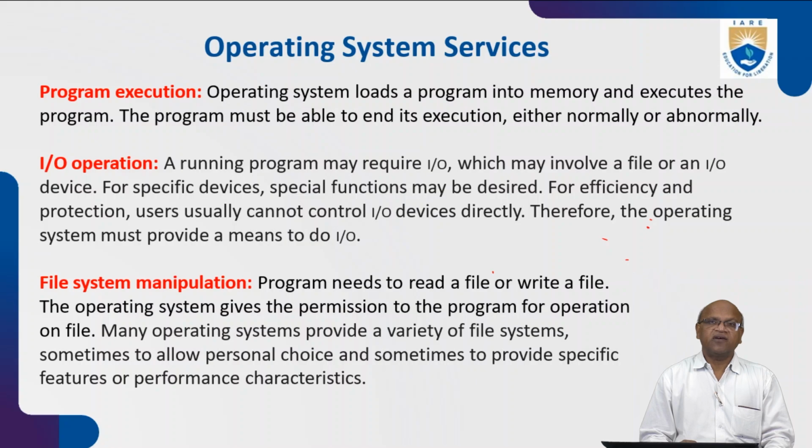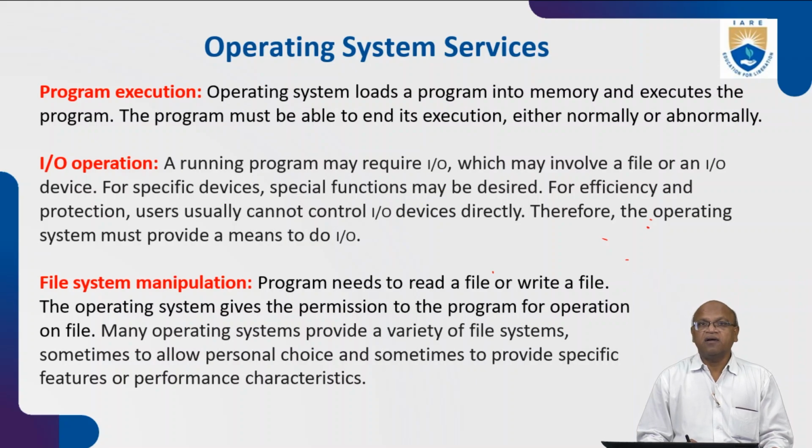Then IO operations. A running program may require IO. Suppose one instruction has been brought to your microprocessor, say an addition; it requires some inputs, which may involve a file or an IO device. For specific devices, special functions may be desired for efficiency and protection. The user cannot control IO devices directly. Therefore, the operating system must provide a means to do IO operations. The user only presses the buttons, but the rest of the things are done by the OS.